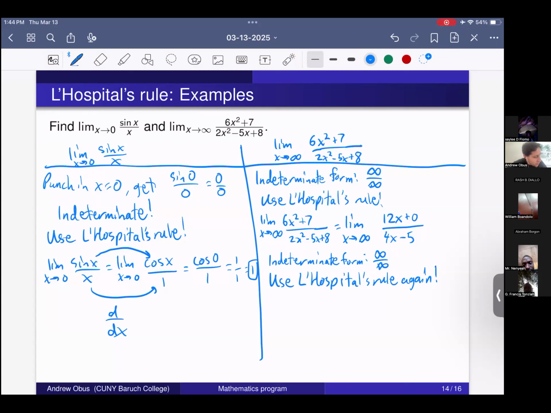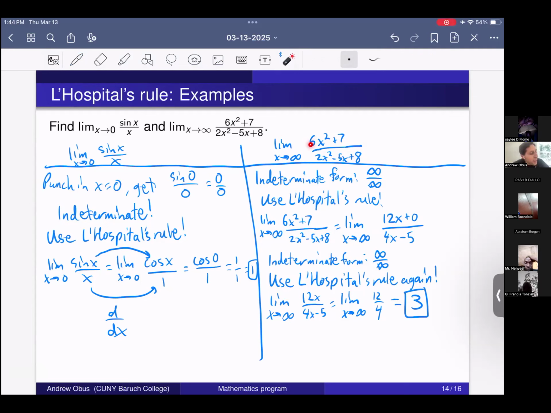And now this gives you that the limit as x approaches infinity of 12x over 4x minus 5 is equal to the limit as x approaches infinity of 12 over 4. And that's a constant, so it doesn't matter that x is going to infinity. So this is clearly 3. And that's your answer.